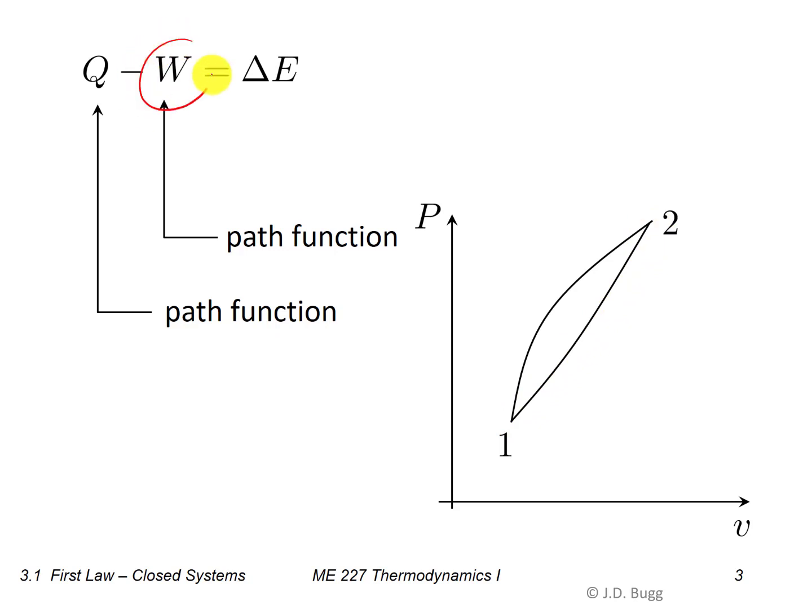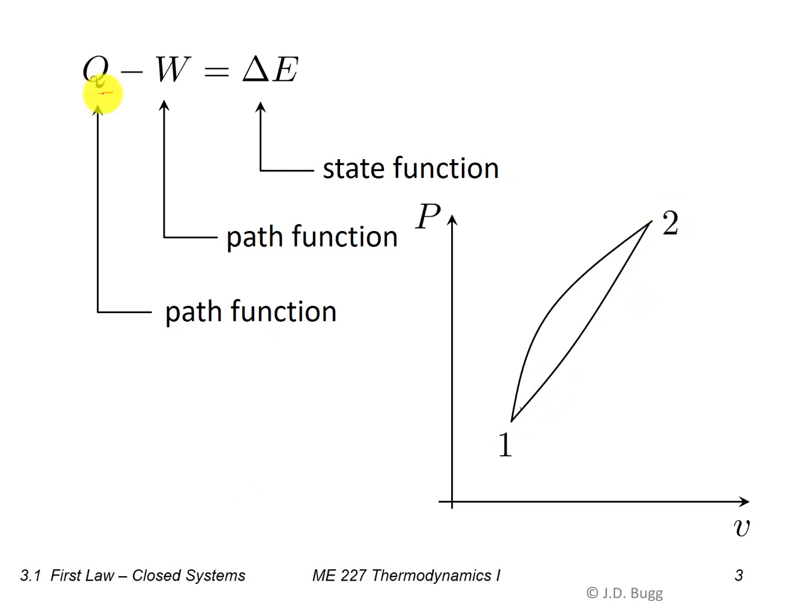Now in the case of work, that's a little more clear to see because we've learned that work is the area underneath the curve on the PV diagram. So clearly the shape of this curve is going to affect the area underneath it. So both of those are path functions. However, the right-hand side, energy, is a property of state. That's a state function. So that is not path dependent. It only depends on where these two endpoints are, not how we got from one to another.